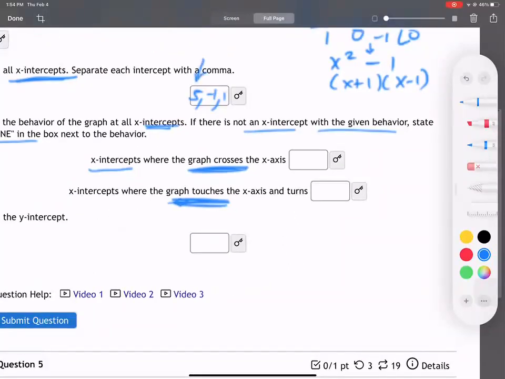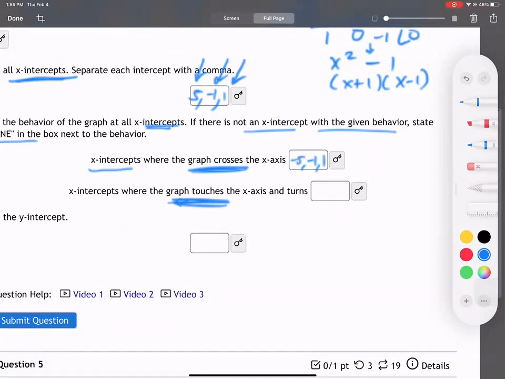Do we have more than one multiplicity on our three answers? We don't. So these all cross. So we cross at -5, -1, and 1. That's what you would write. -5, -1, 1. Do we have any that just touch the graph, that bounce?